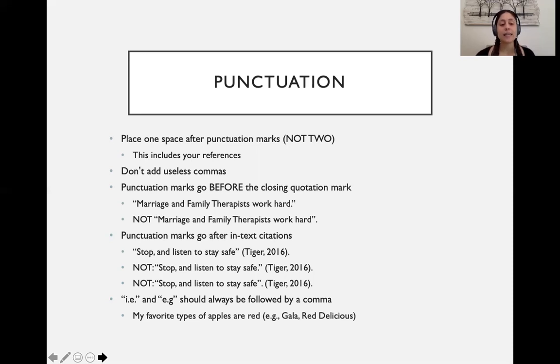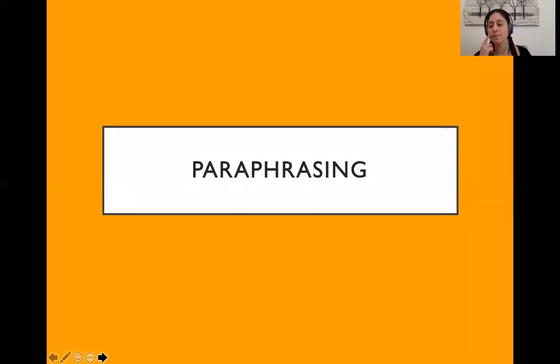And then finally, i.e. and e.g. should always be followed by a comma in your writing. And so I have an example here. My favorite types of apples are red, and then I have e.g., comma, and then I give my examples. All right, so those are just some general tips. We'll get to some other writing rules in a week or two with APA.